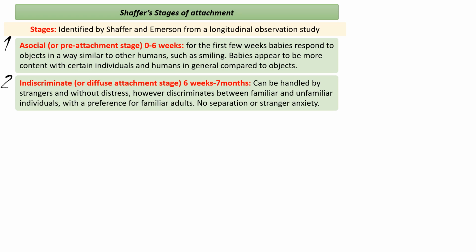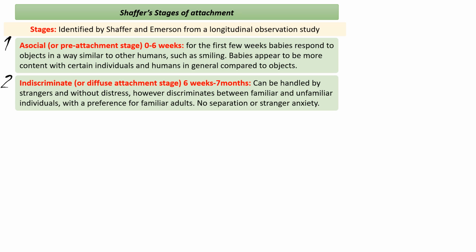Now from about 6 weeks, we're going to reach the indiscriminate attachment, or sometimes called the diffuse attachment stage. Indiscriminate means you're not picking between one or another, and this means the baby can be handled by a range of strangers. They won't necessarily cry when held by someone new, but they will discriminate between familiar and unfamiliar individuals with a preference for familiar adults. But what's important about this stage is they don't have separation anxiety, so when mum leaves the room, they won't cry. And they don't have stranger anxiety, so when they're left with a stranger, they don't get too upset.